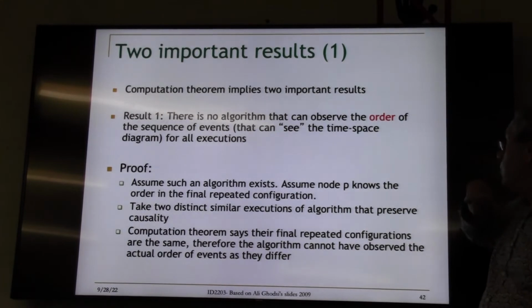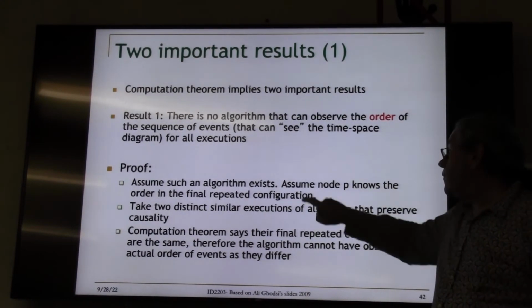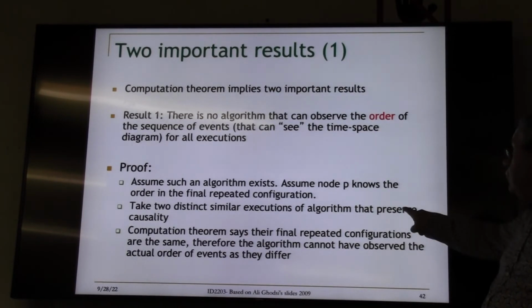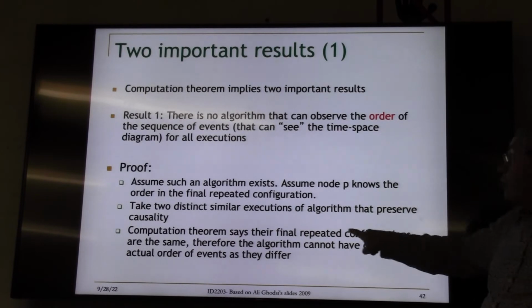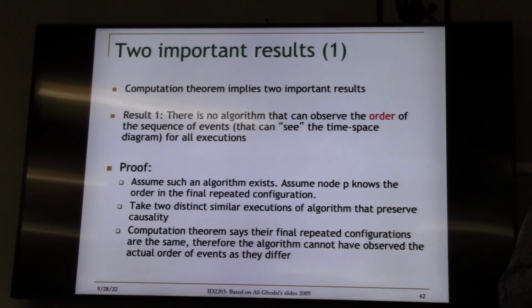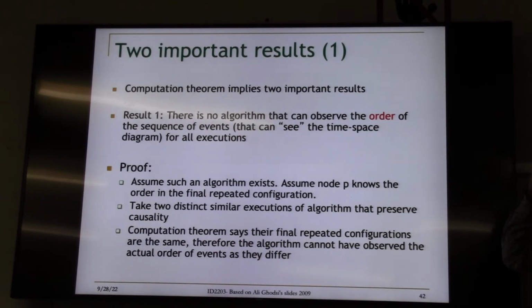Assume you have the algorithm. Assume node P knows this. But if I have 2 similar executions that preserve causality, according to the computation theorem, they have to have the same final configurations. And the configuration is the state of all the nodes. So nothing is different. So you cannot see the different time-space diagrams.